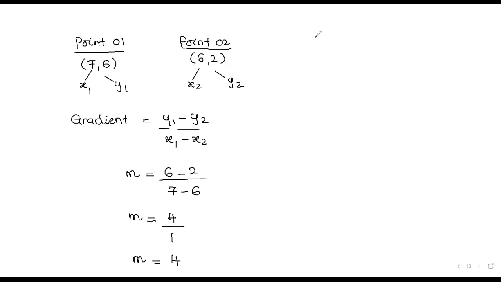Then I know the gradient value. So y equals mx plus c. Then c is equal to y minus mx. Right. So then I take point 2 this time. You can take any point. It doesn't matter.